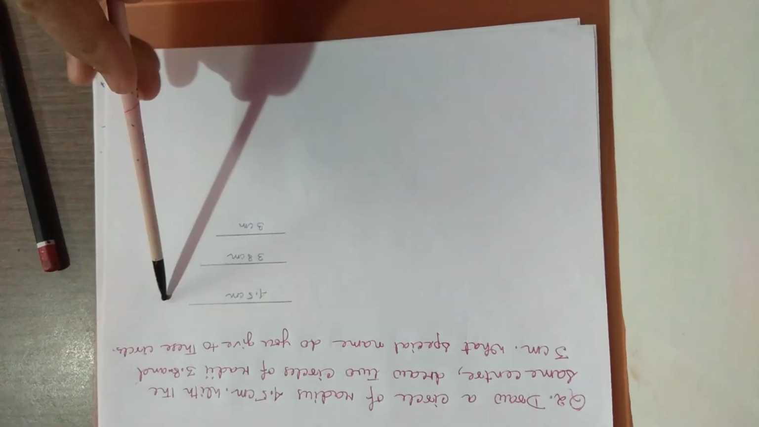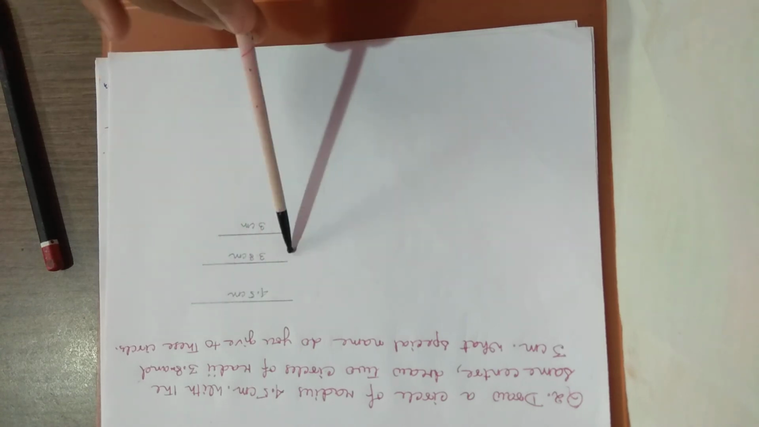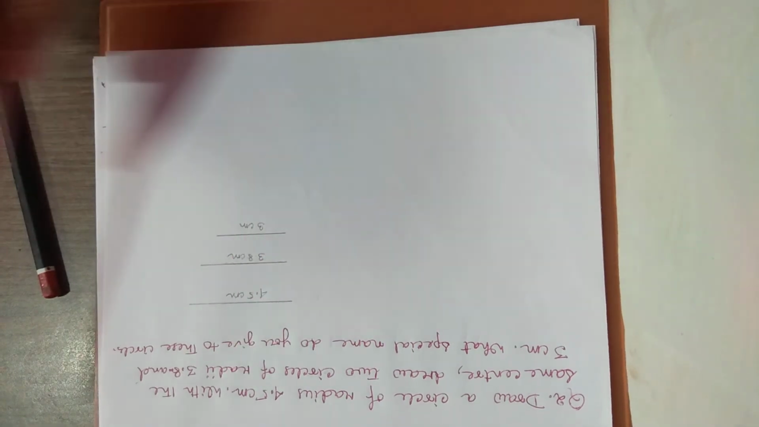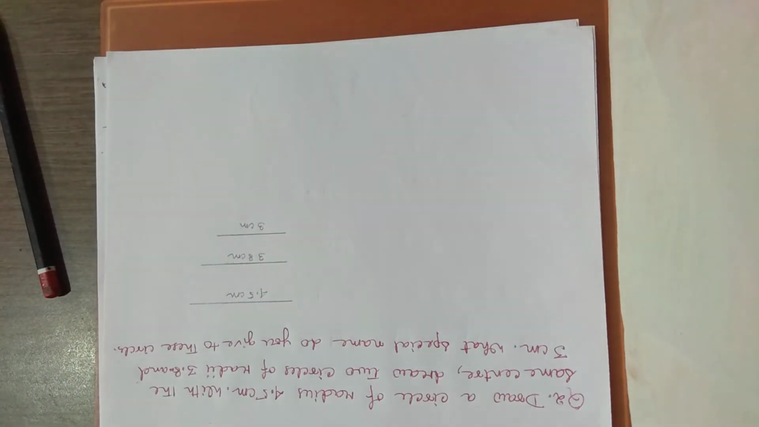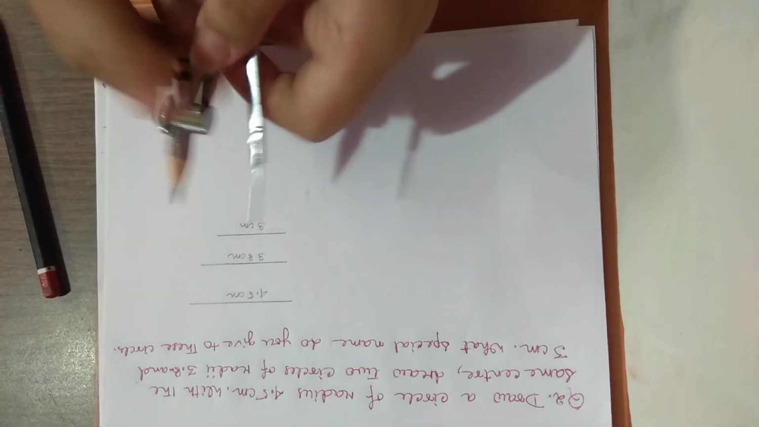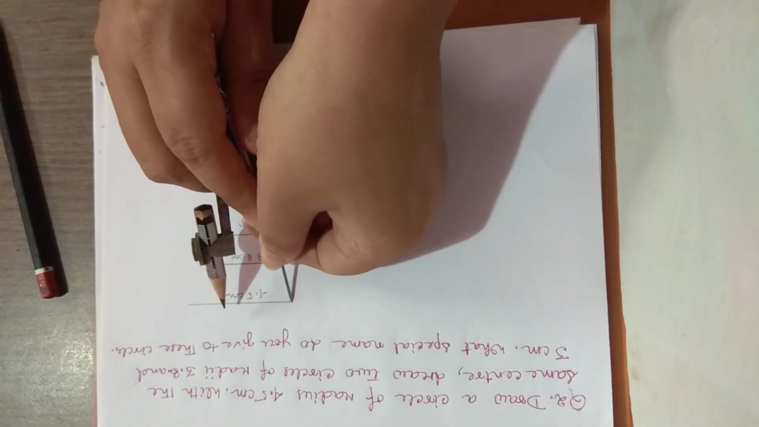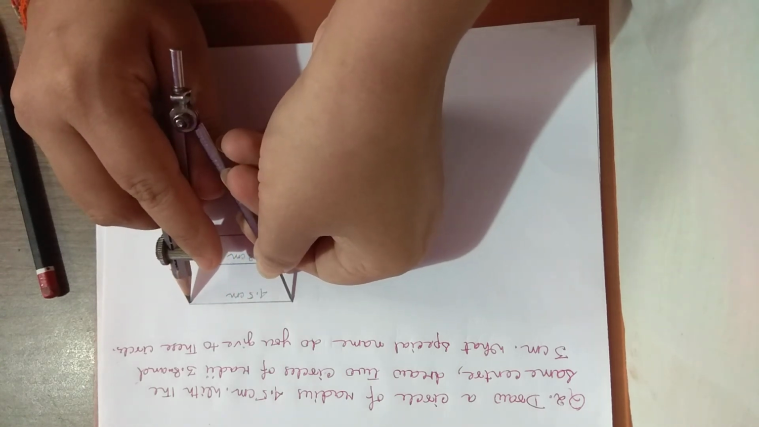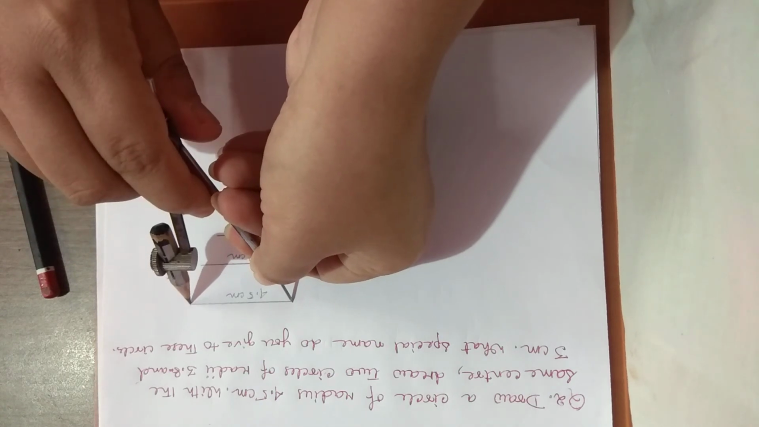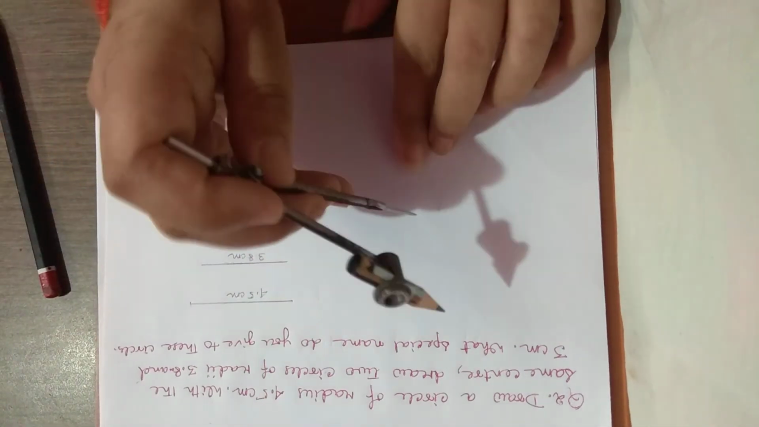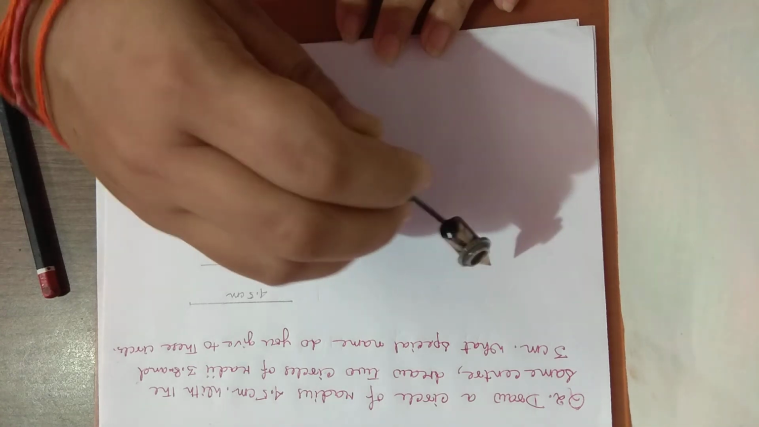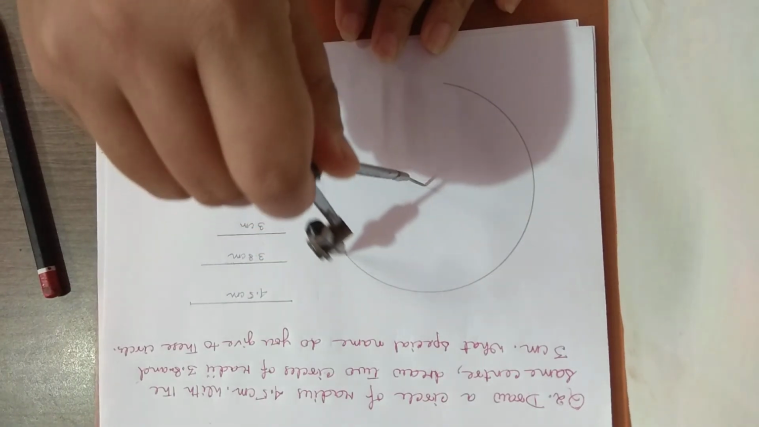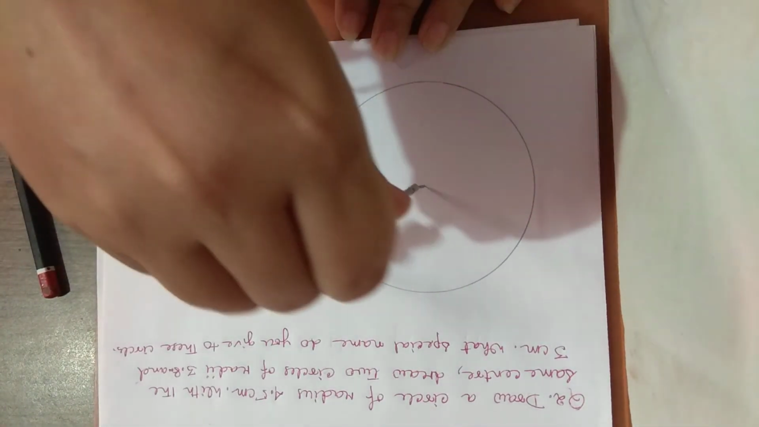So I have drawn the lines. One is of 4.5 centimeter, one is 3.8 centimeter and one is 3 centimeter. So first is we need to draw a circle with 4.5 centimeter. So again I have taken the compass. I have placed the steel end at one end of 4.5 and adjust the pencil to the other end. So I have got the radius. Now I will fix the steel end on the paper and allow the pencil to move freely on the paper.